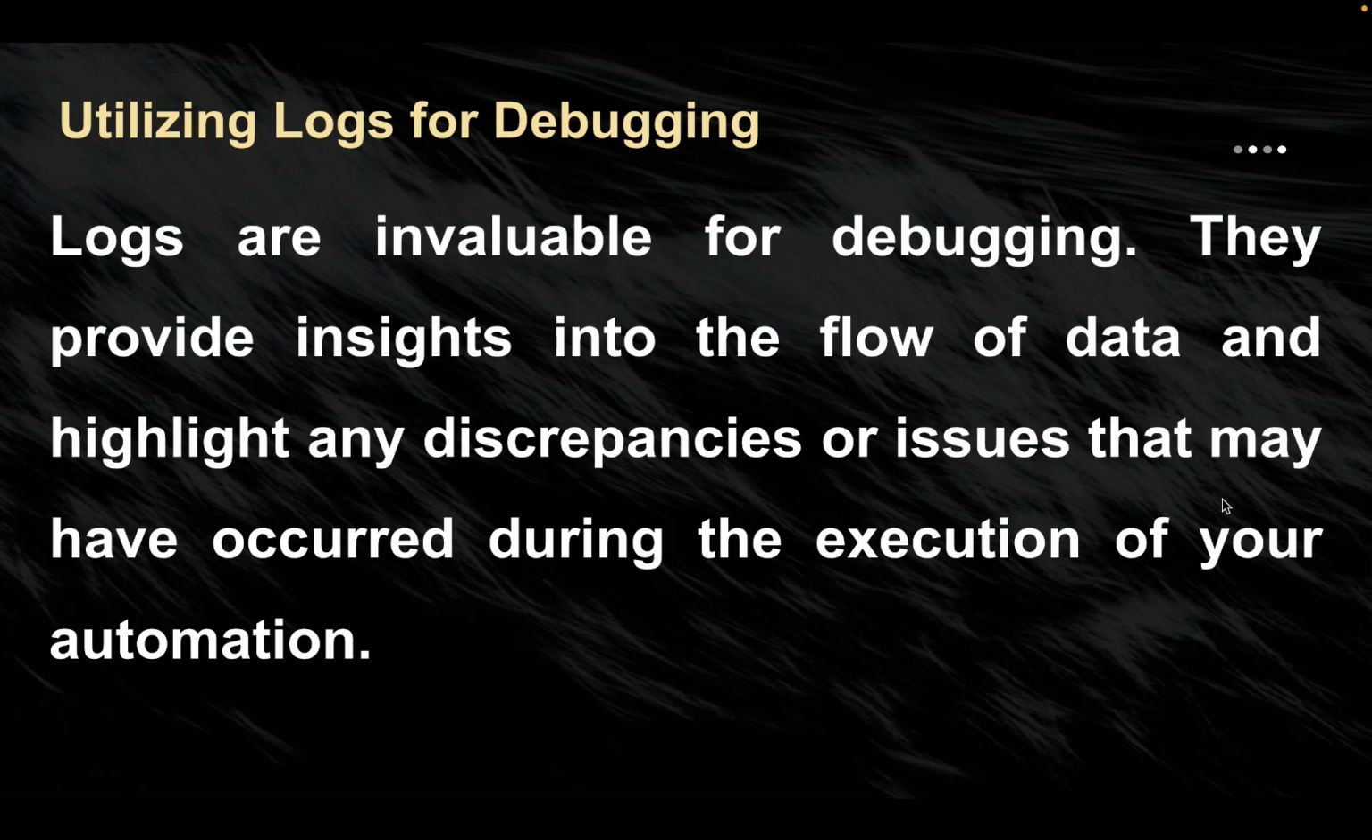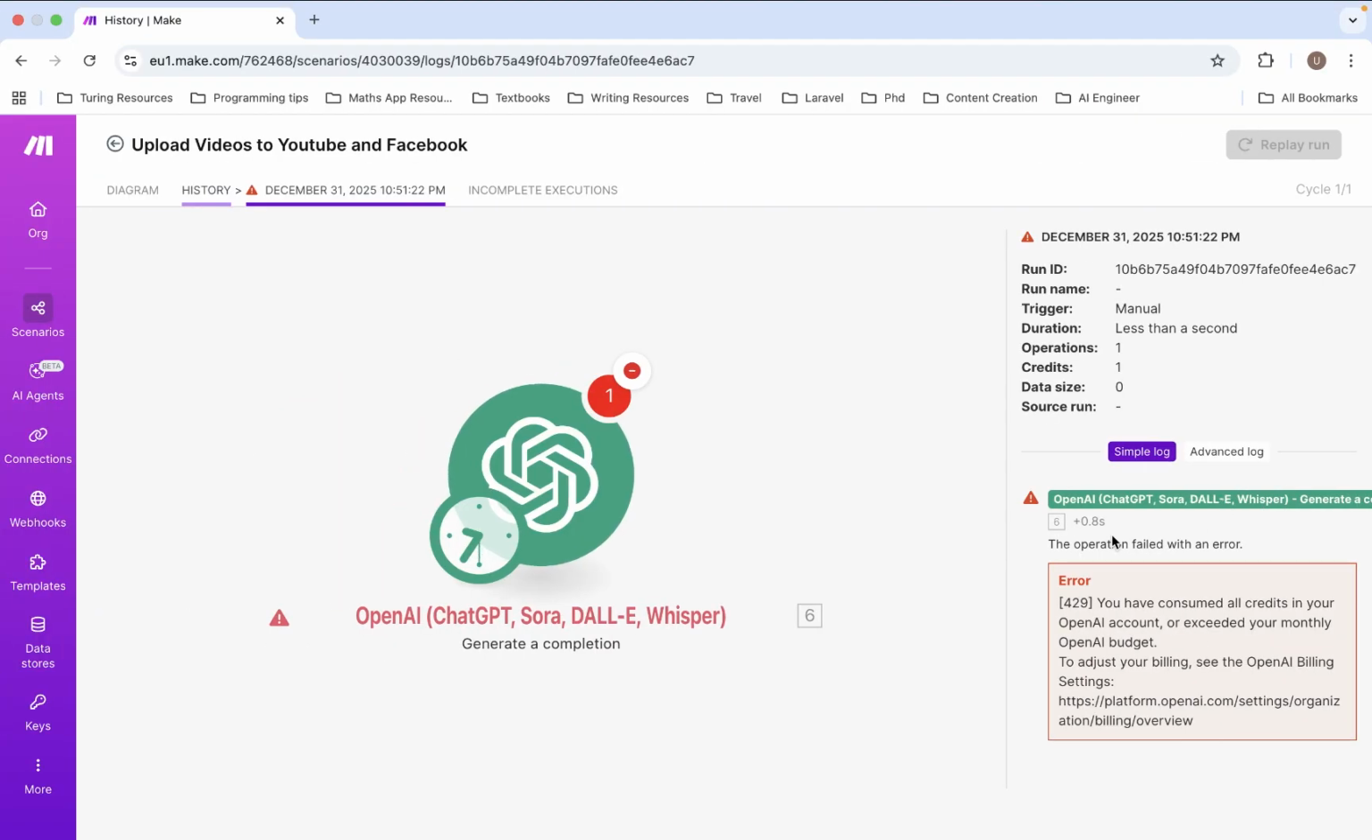Utilizing logs for debugging. Logs are invaluable for debugging. They provide insight into the flow of data and highlight any discrepancies or issues that may have occurred during the execution of your automation. Come here again, and you can see that this already gives you the overview of what you need to resolve the error. This error log already provides us with the information we need to resolve this issue. This is very straightforward to resolve, and taking note of all these errors while building your automation is very important, and it gives you a direct idea of what the error is and how to fix it.